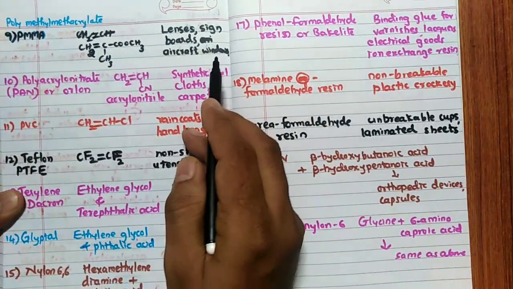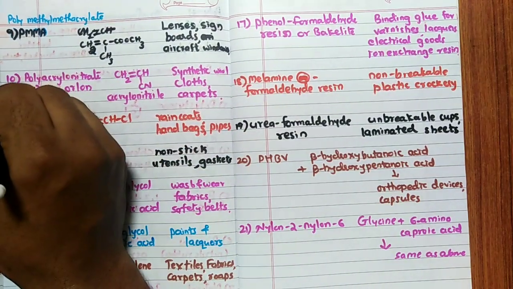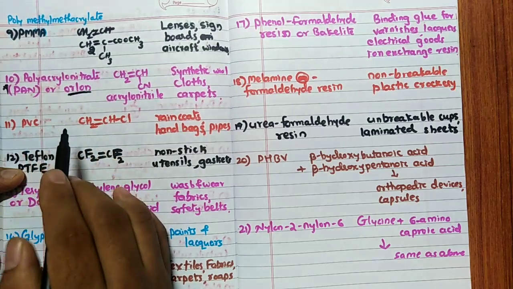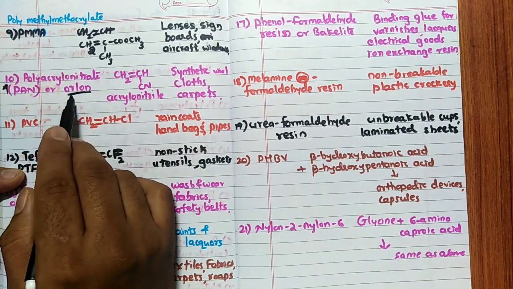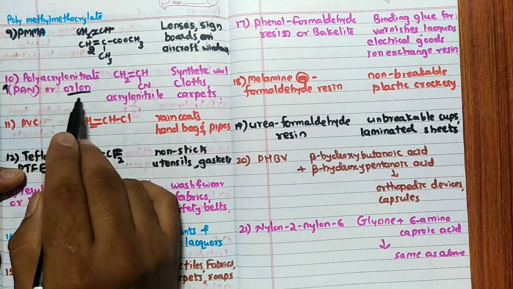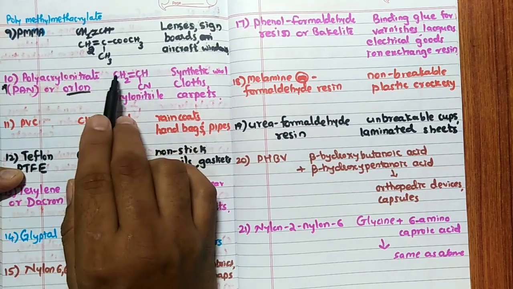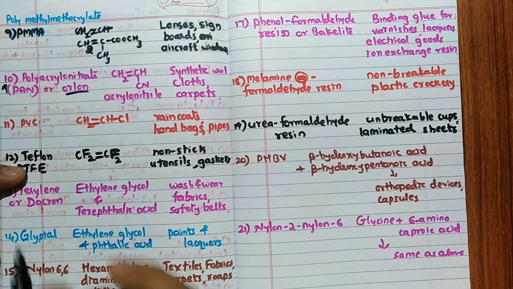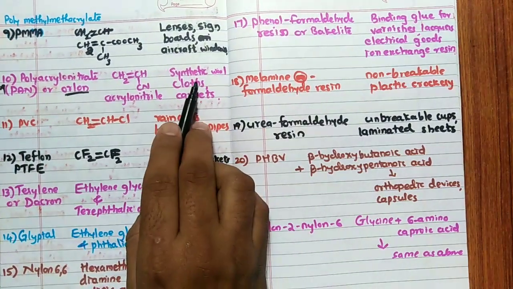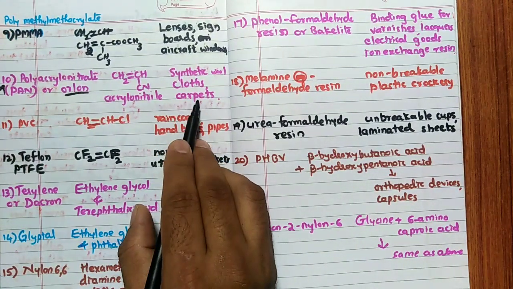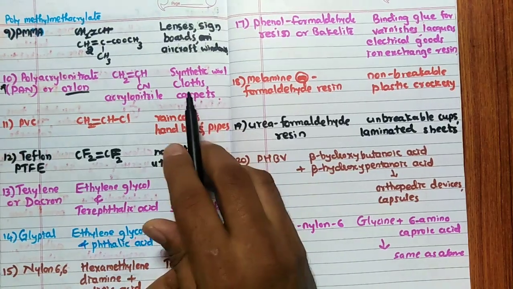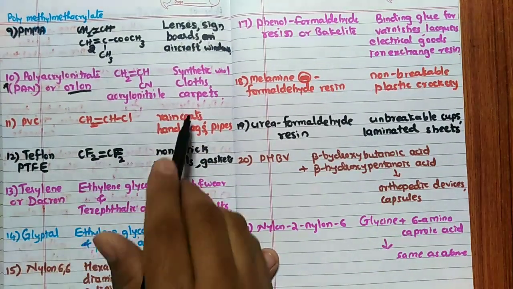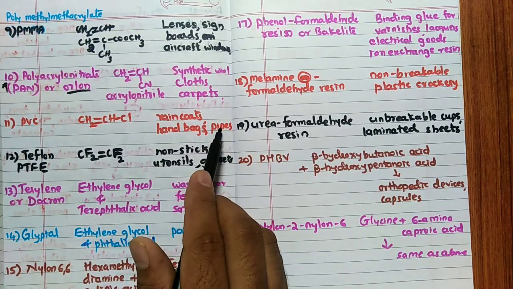Polyacrylonitrile, PAN, important. It is also called Orlon. Once it was asked, remember: the monomer present in Orlon is acrylonitrile, CH2=CHCN. As I told, it is also called vinyl cyanide, because that option was given once. It is used for synthetic wool, clothes, carpets, etc. Then PVC: CH2=CHCl, vinyl chloride. Raincoats, handbags, PVC pipes, etc.